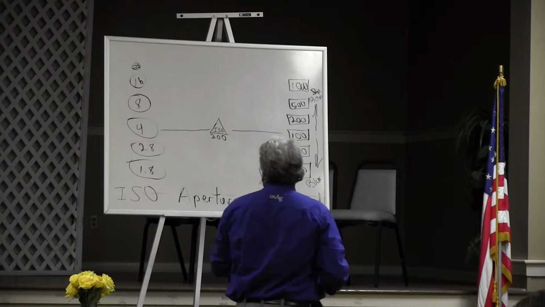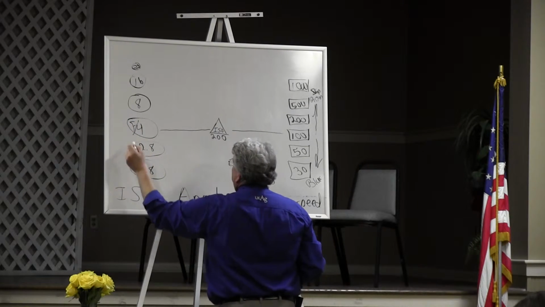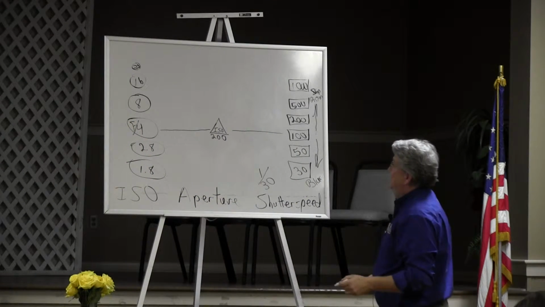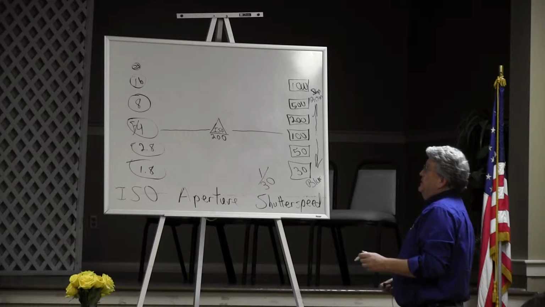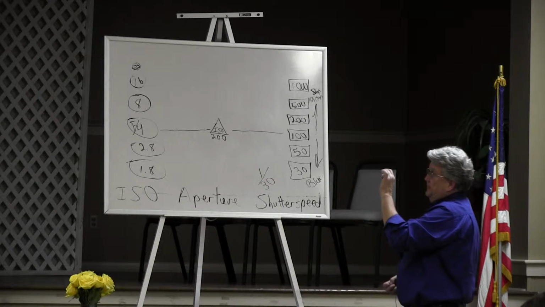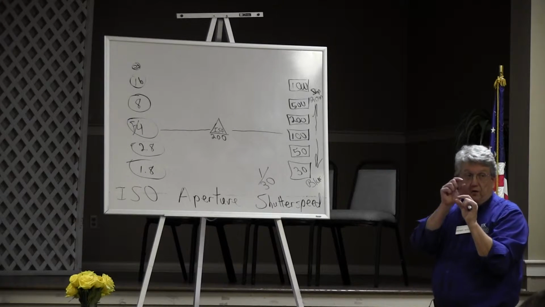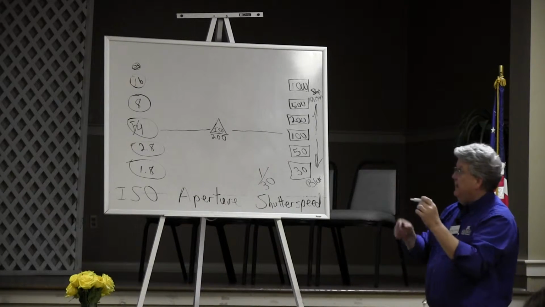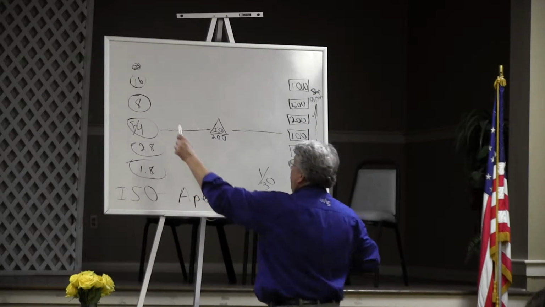Okay, so at F4, F means, I don't know what that means. It's mathematical terminology. It has to do with the number of millimeters wide the hole is, okay? And it's mathematically here and here.